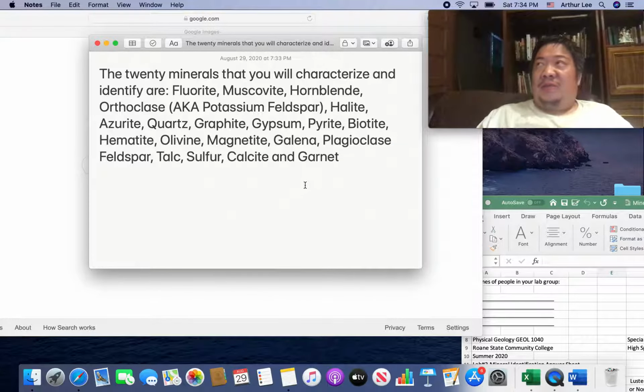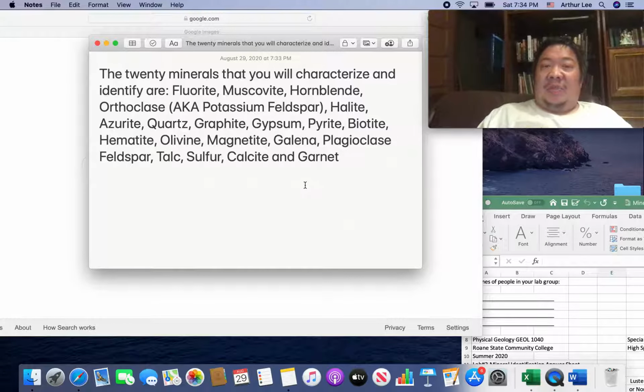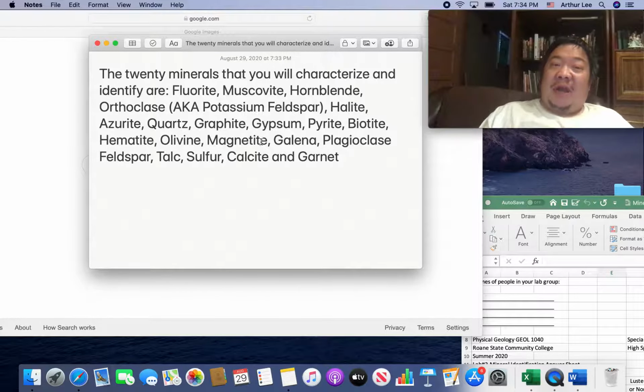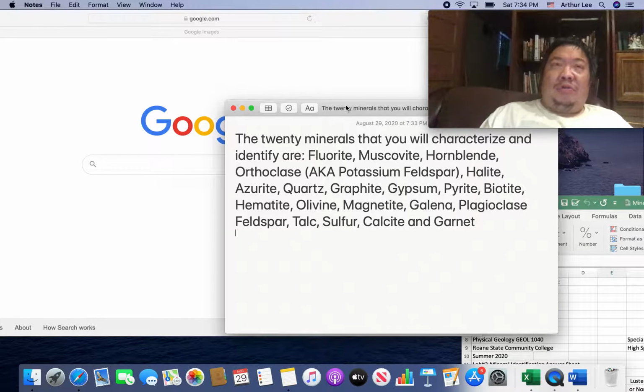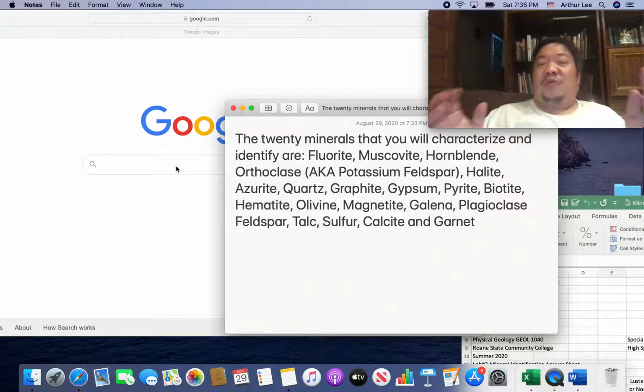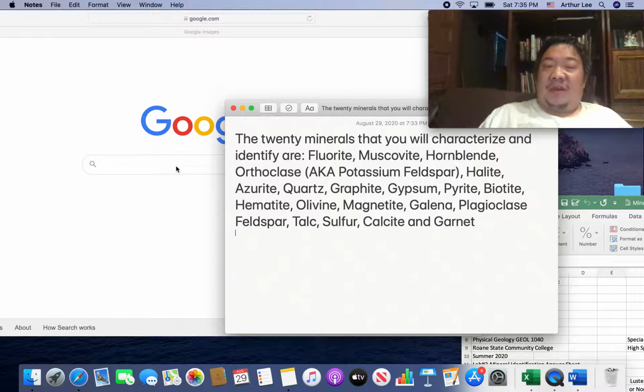There are more than 3,000 minerals known to science, but these are probably the 20 most common minerals. And if you understand minerals, it's going to hold you in good stead when we start talking about igneous, metamorphic, and sedimentary rocks, the three kinds of rocks, because rocks are made up of combinations of different minerals. So later on, we're going to look at rocks and try to find the minerals inside the rocks.